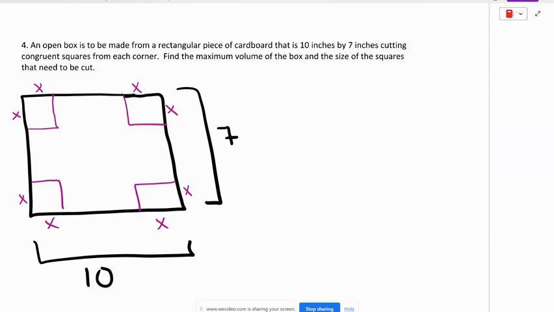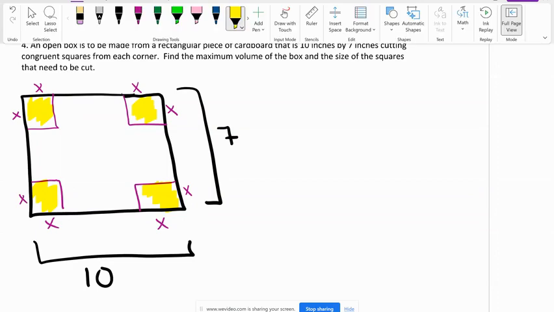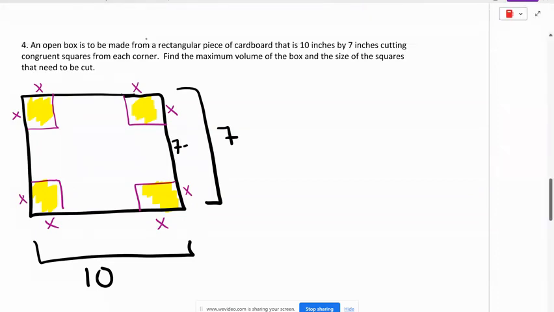So once we cut out these squares, I'm going to fold these up and make a box so it has some depth to it. But now, after I cut out these squares, the length is no longer 7. How am I going to represent the length? 7 minus 2x. And now our width is no longer 10. How am I going to represent the width? 10 minus 2x. Perfect.